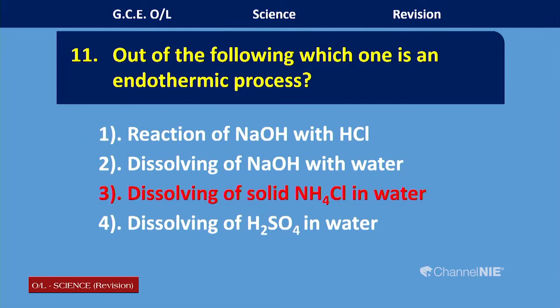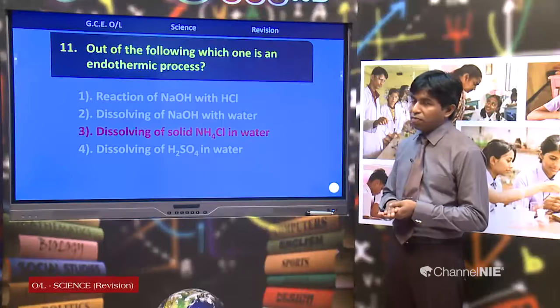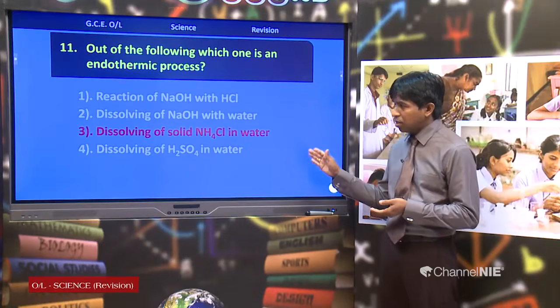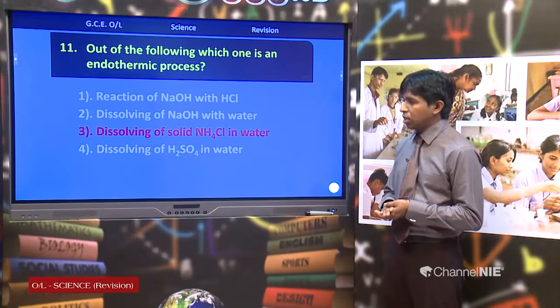When you react a metal with an acid, then also heat is liberated. So, basic reactions, whether they are endothermic or exothermic, you should know. Exo means heat is liberated to the surrounding and endo means heat is absorbed from the surrounding. During an endothermic process, temperature of the solution decreases. Therefore, the answer for question number 11 is the third.